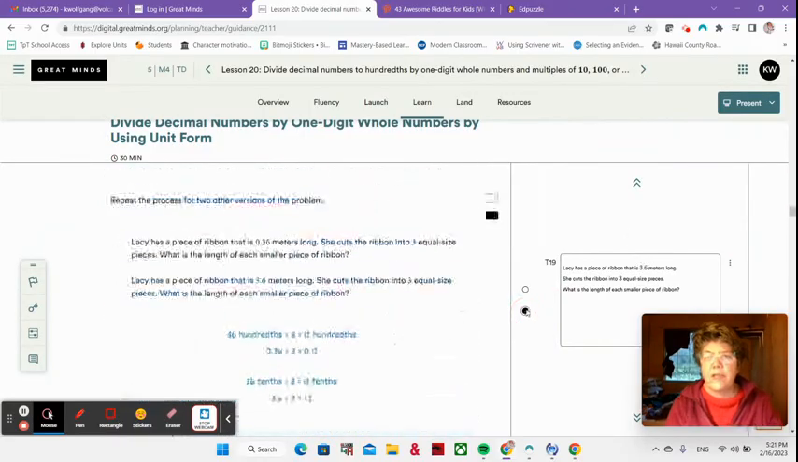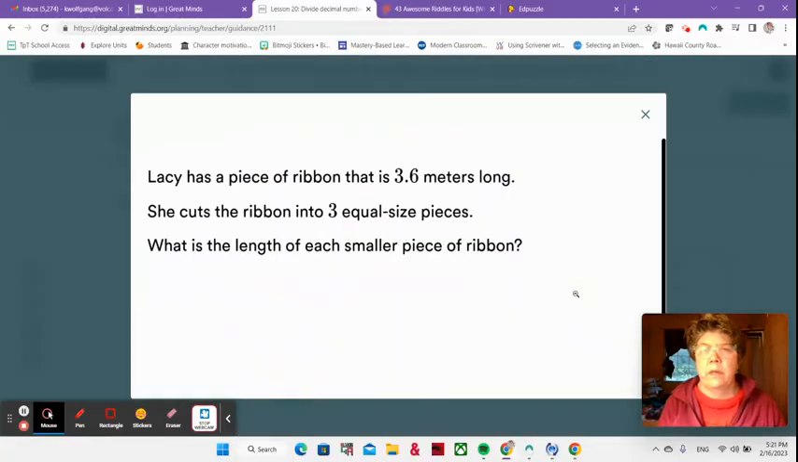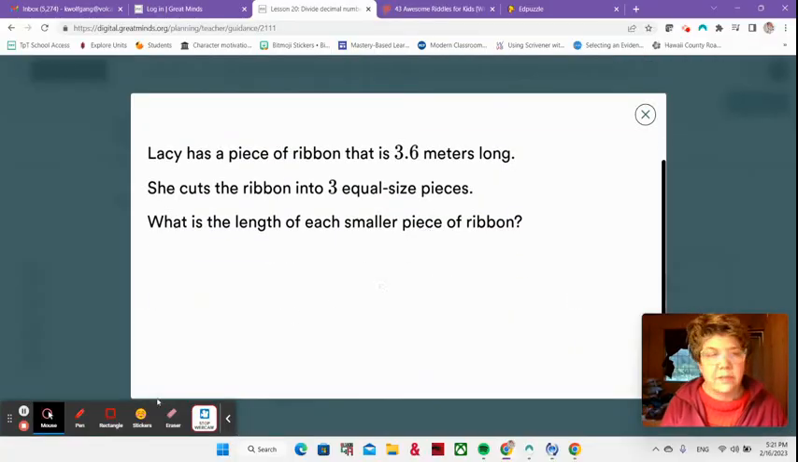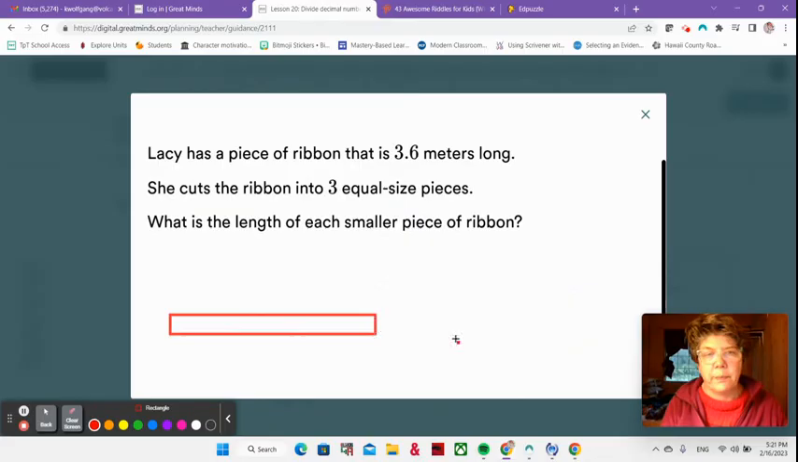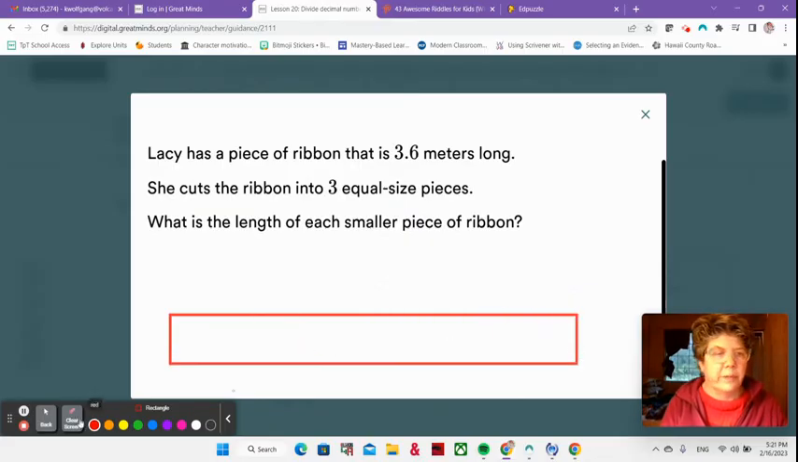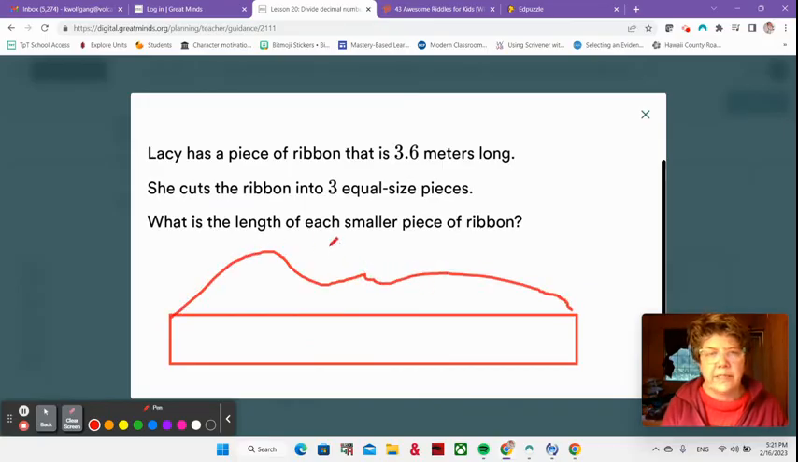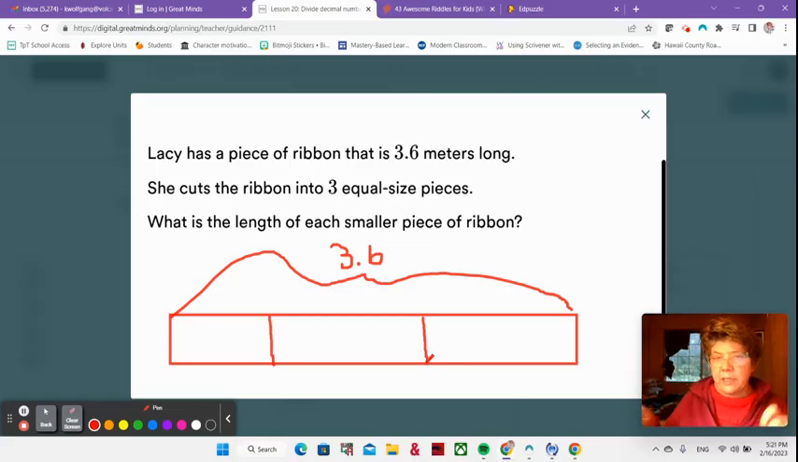Okay, let's try 3 6/10. Okay, same problem. There's our ribbon, and it is 3 6/10. So it's 3 of those meter sticks, and 6/10, which is a little more than half. So 3.5 of those meter sticks. This is a pretty long ribbon. Probably one of those they use for like that rhythmic gymnastics. Yeah, we're going to break it into 3 parts.